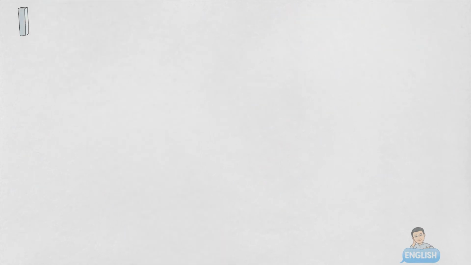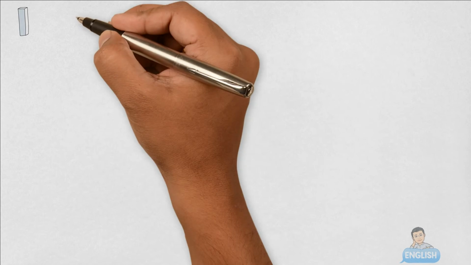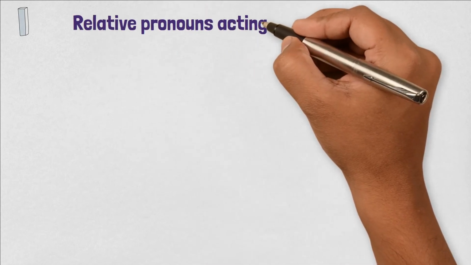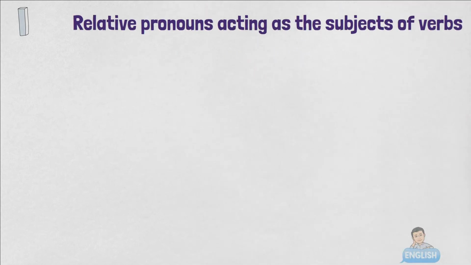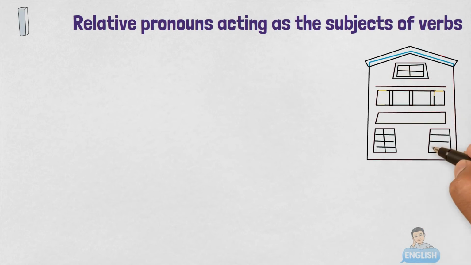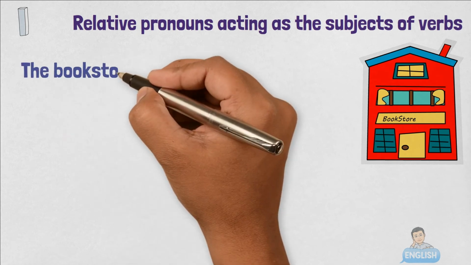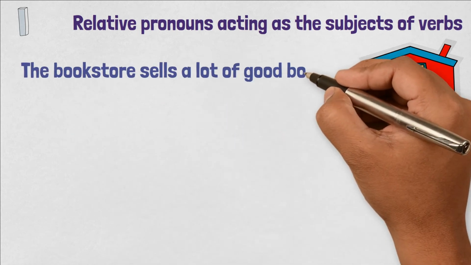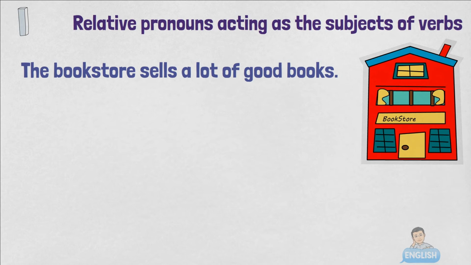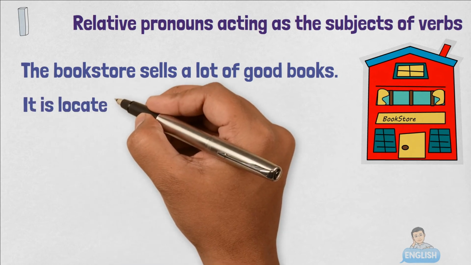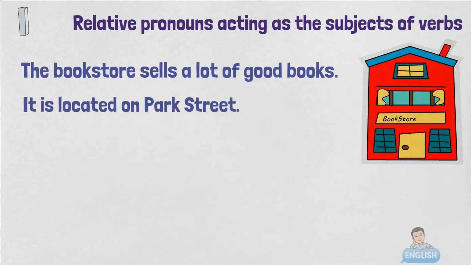Now, let's study the examples of relative pronouns that refer to things. 1. Relative pronouns acting as the subjects of verbs. Look at the following examples. The bookstore sells a lot of good books. It is located on Park Street.